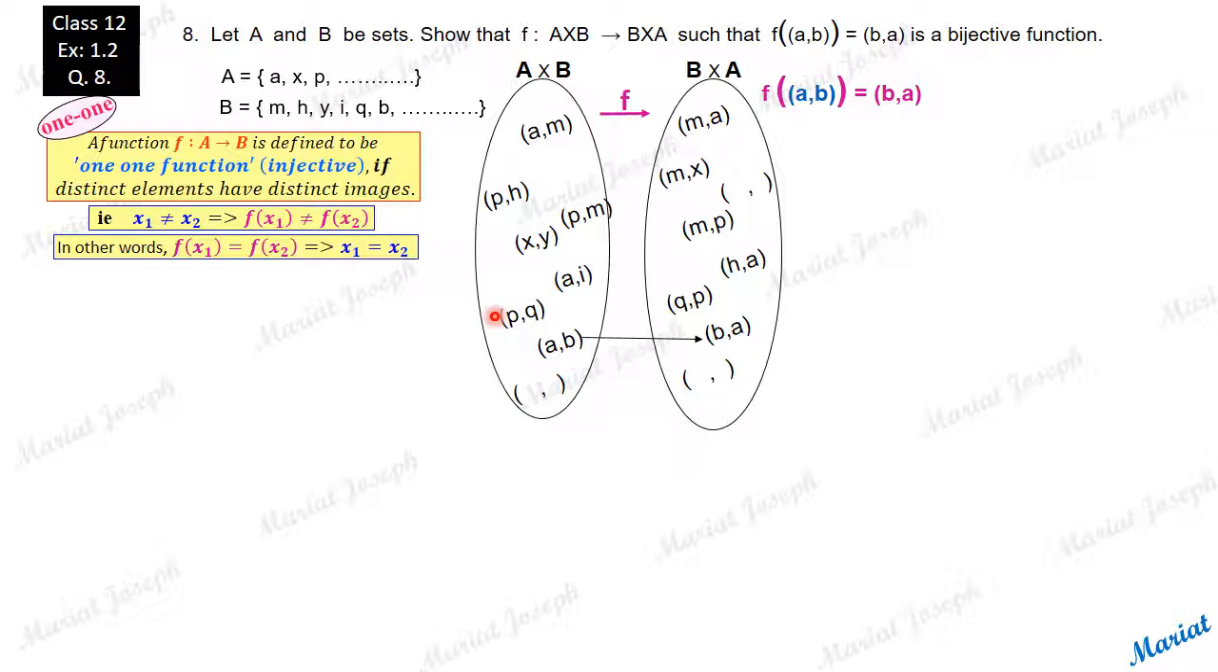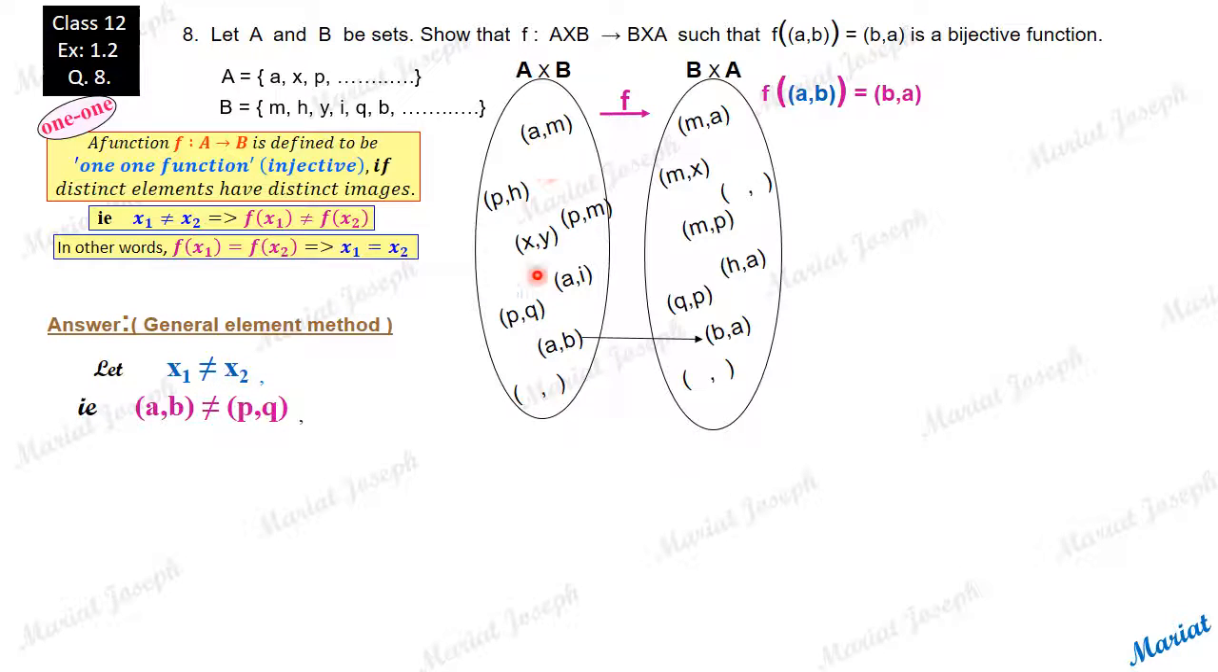Here, let's go by taking two elements which are unequal. When we take two elements which are unequal in the domain, remember, each element is an ordered pair. (p, h) is an element, (a, i) is an element, etc. So, let us take x1 and x2 unequal. x1 and x2 represent elements of the domain. So, I am taking (a, b) and (p, q), two unequal elements. (a, b) is named x2 and (p, q) is named x1.